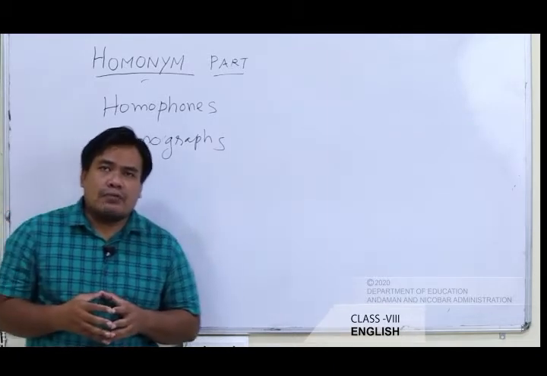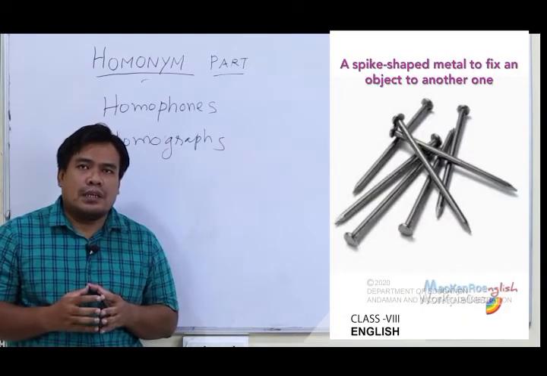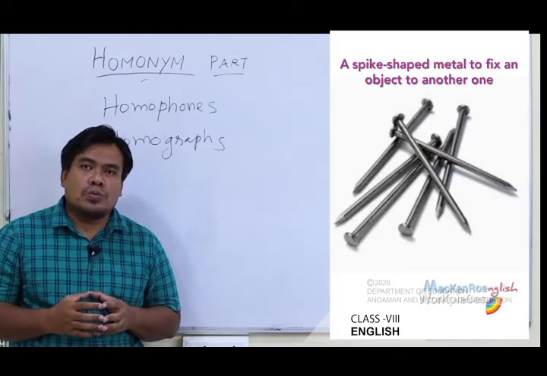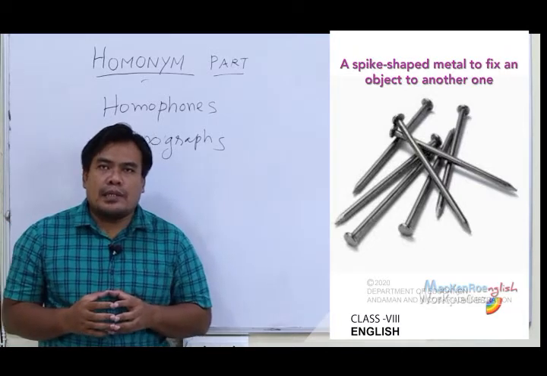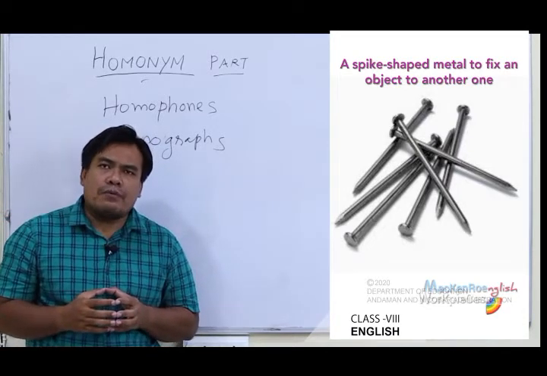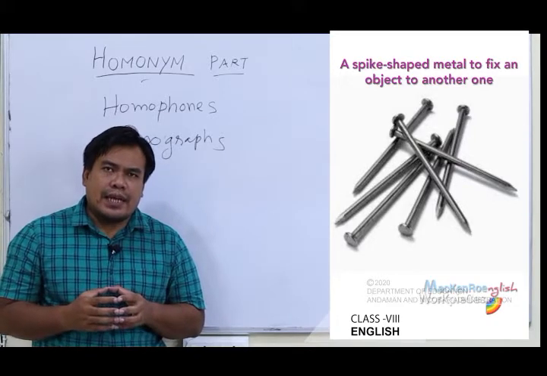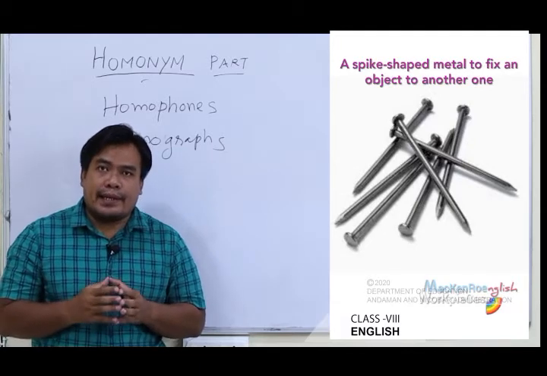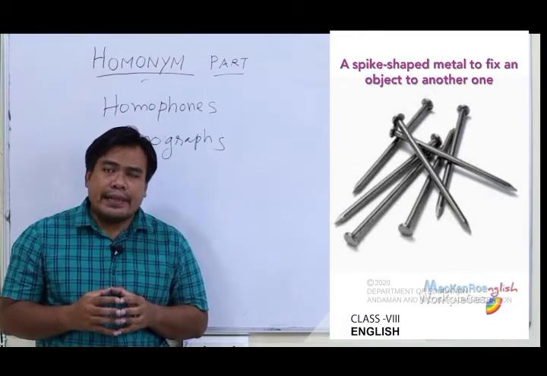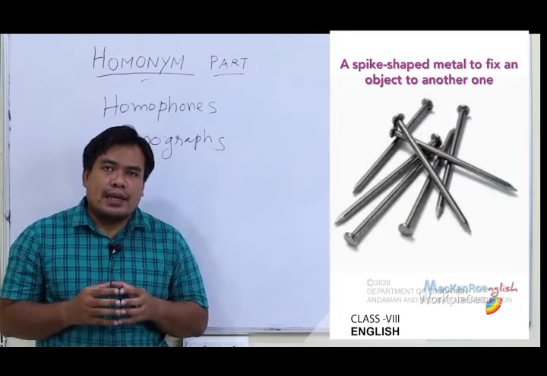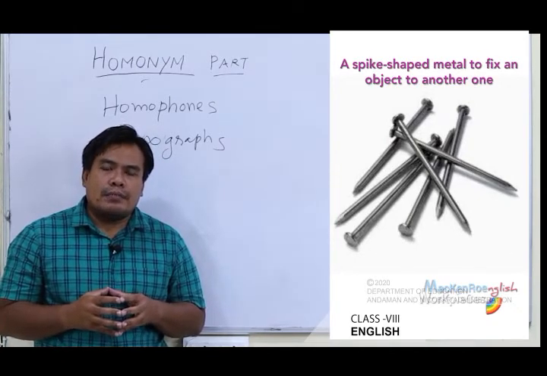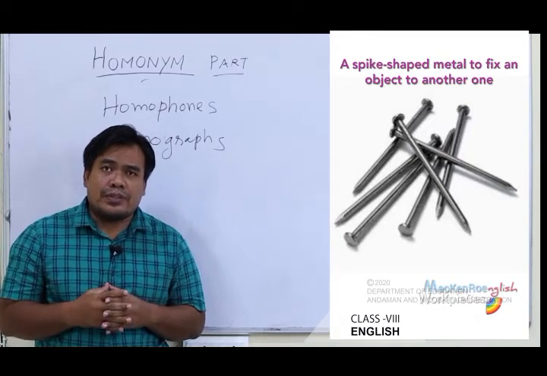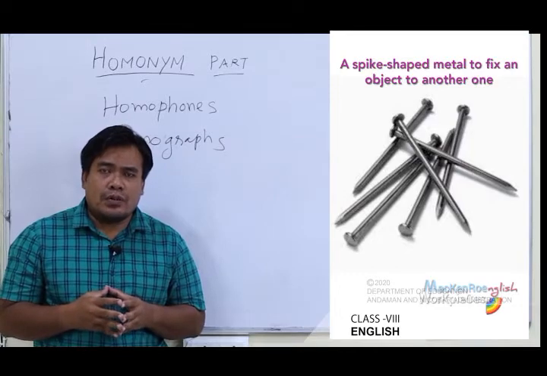Okay, the first one, which is on your screen right now, what does it look like to you? It's a tool, right? What type of tool is it? It is used to fasten something. That is called a nail, N-A-I-L, nail. You must have seen carpenters using these tools whenever they are doing some work. So those things are called nails.